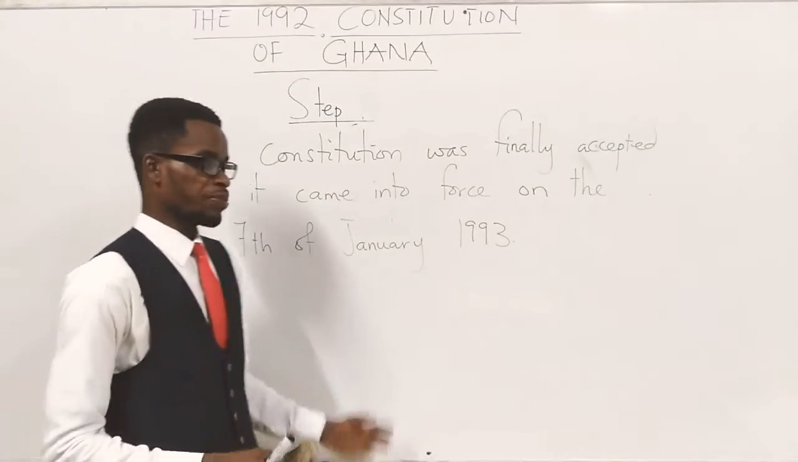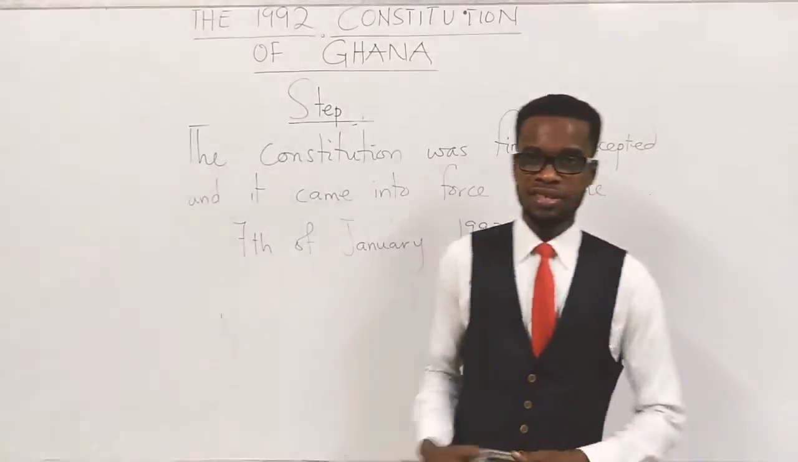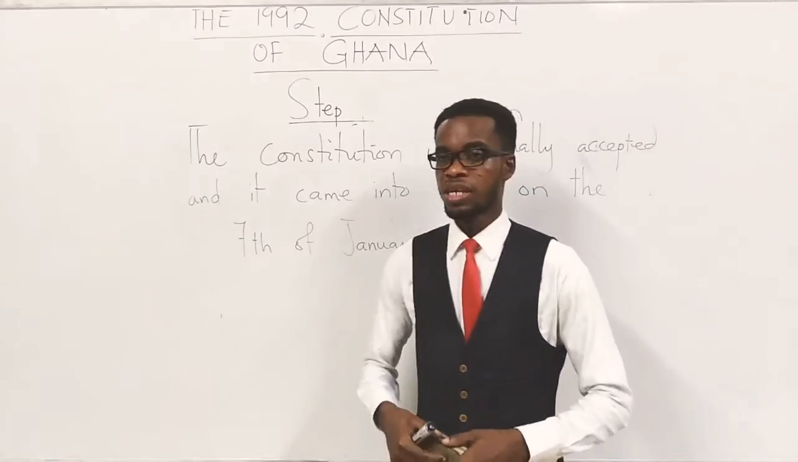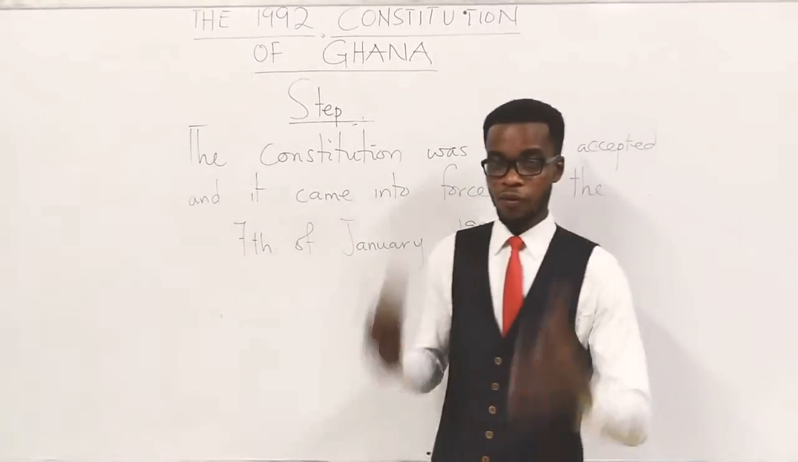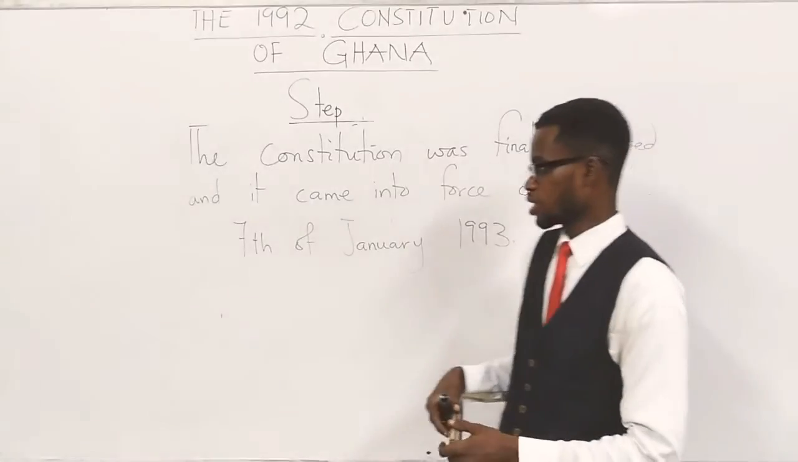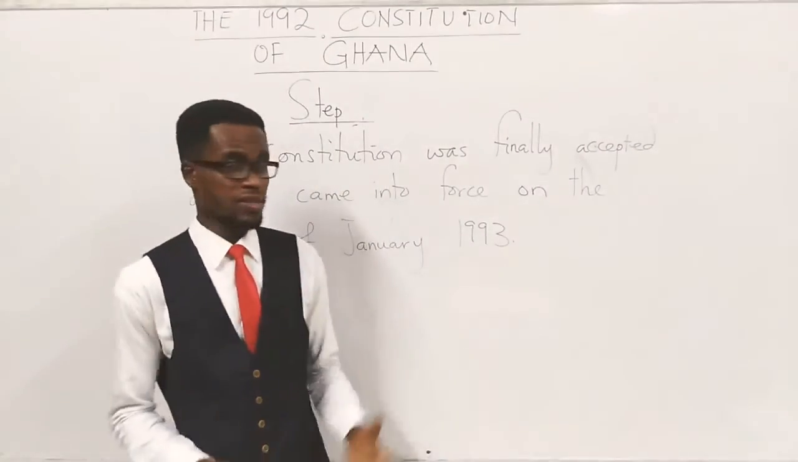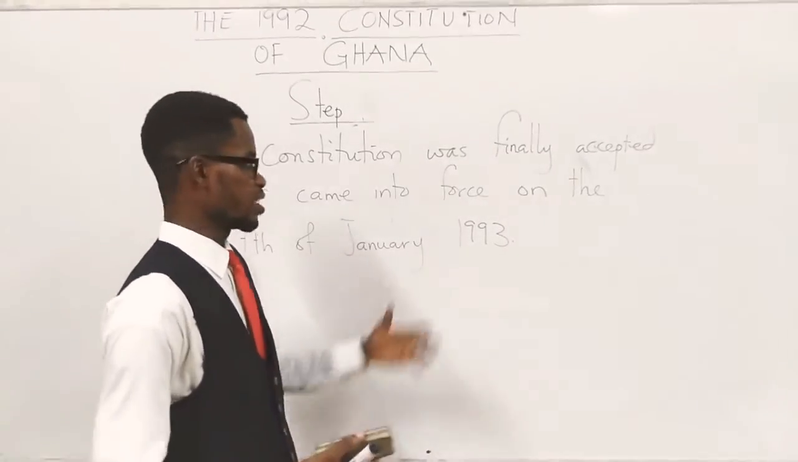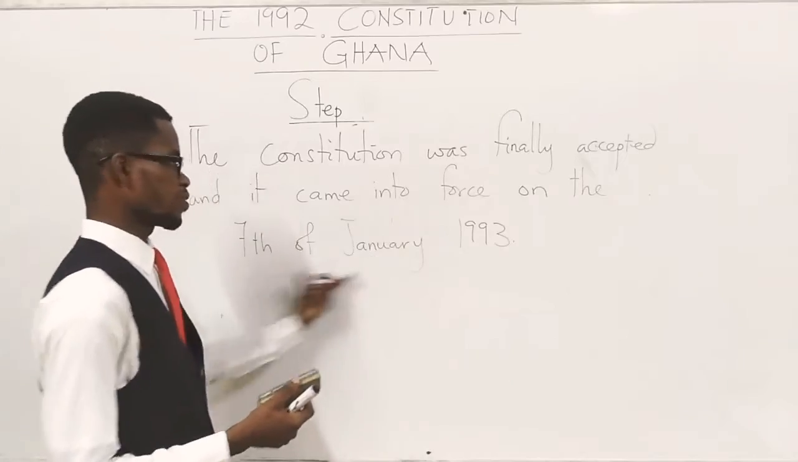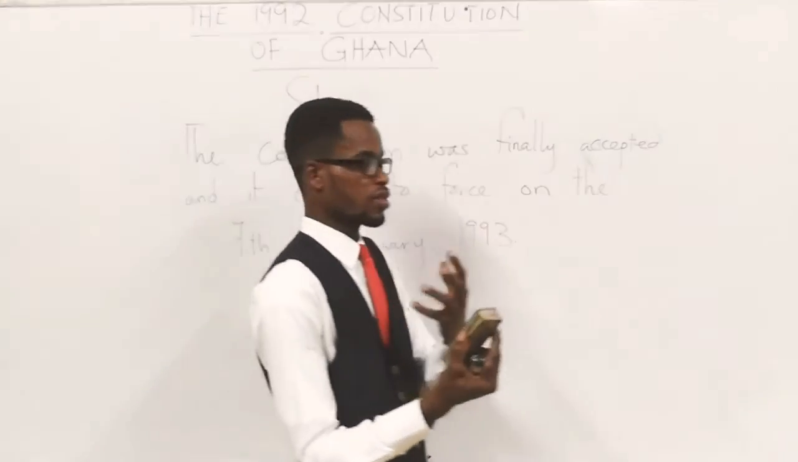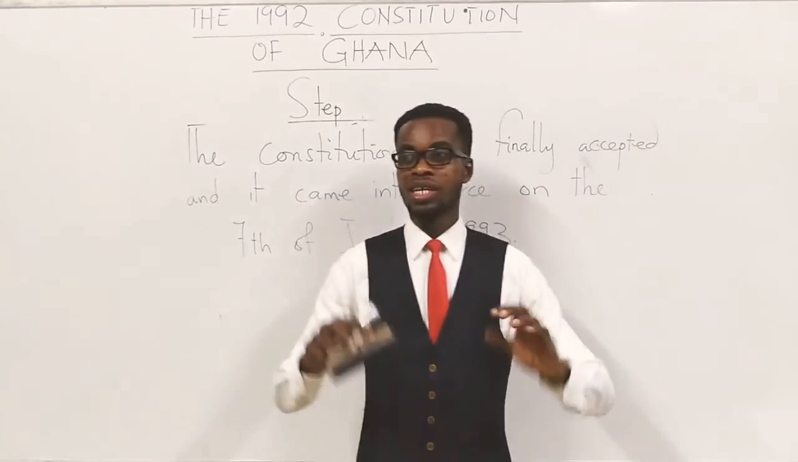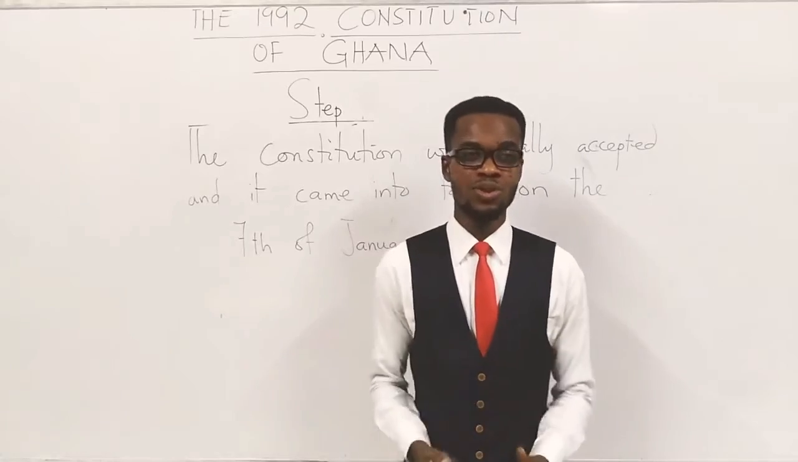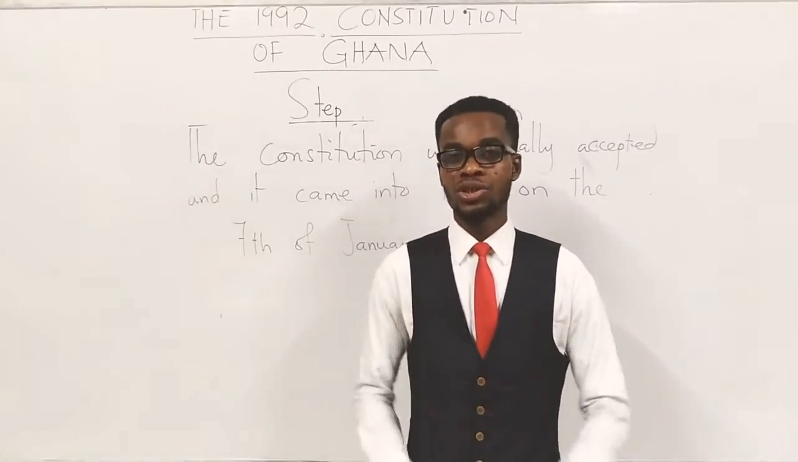So we had a president-elect in 1992, and Flight Lieutenant Rawlings won that election and became the first president of the Fourth Republic, and that has been the norm every 4 years, established by the Constitution. We vote, and then we get a president-elect, who is sworn into office on this particular day. So these steps that we've looked at are the steps that were taken to draw up the 1992 Constitution, the book I just showed to you.